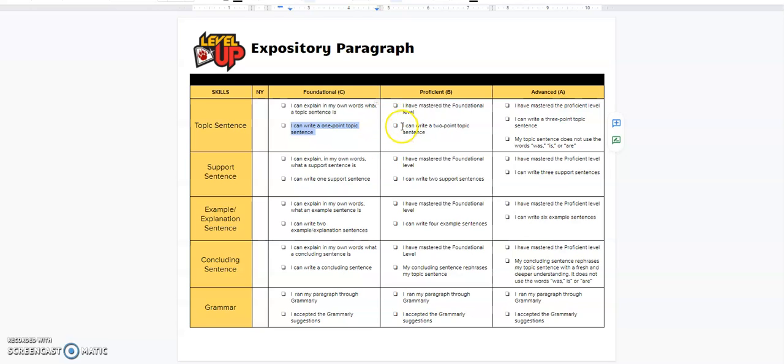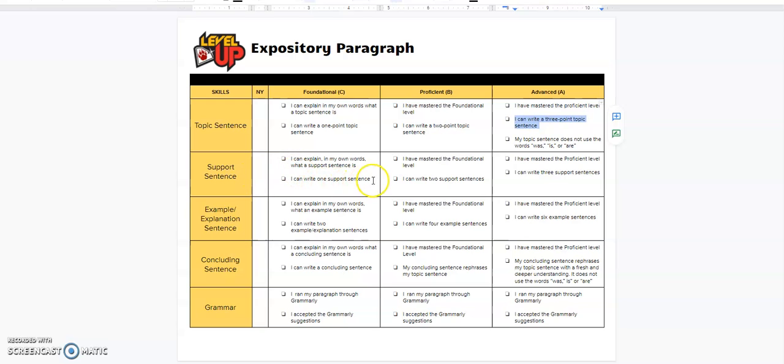If you want to work on the proficient level, that means you can write a 2-point topic sentence. That means you will identify 2 rhetorical devices in the speech. And third, at the advanced level, that means you can identify 3 rhetorical devices in Dr. King's speech.